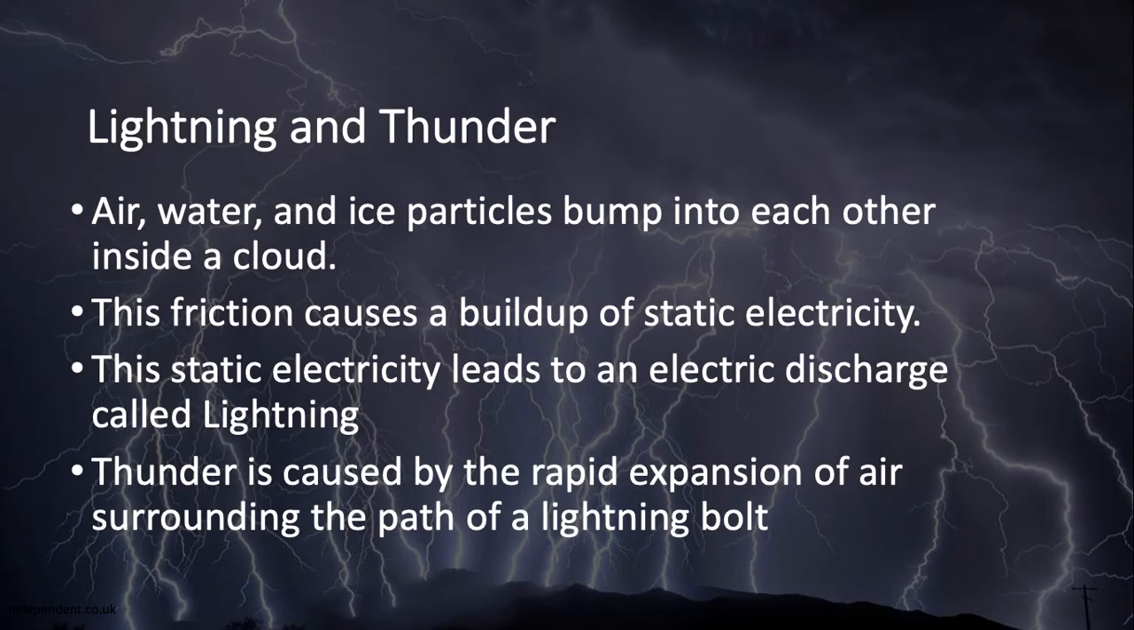Lightning and thunder. So oftentimes students are curious about what causes these things. In a cloud, you have air, water, and ice particles bumping into each other, and this friction causes a buildup of static electricity. This static electricity leads to an electric discharge called lightning. Thunder is caused by the rapid expansion of air surrounding the path of the lightning bolt.